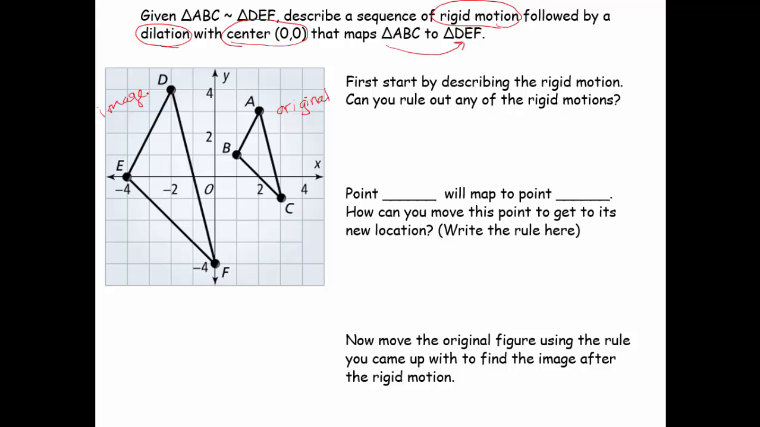The first thing we're going to do to move this figure is we're going to describe the rigid motion. We always start with describing the rigid motion. Can you rule out any of the rigid motions? Well, we only have three to choose from. We've got rotations, we've got reflections, and we've got translations. So let's rule some of these out.